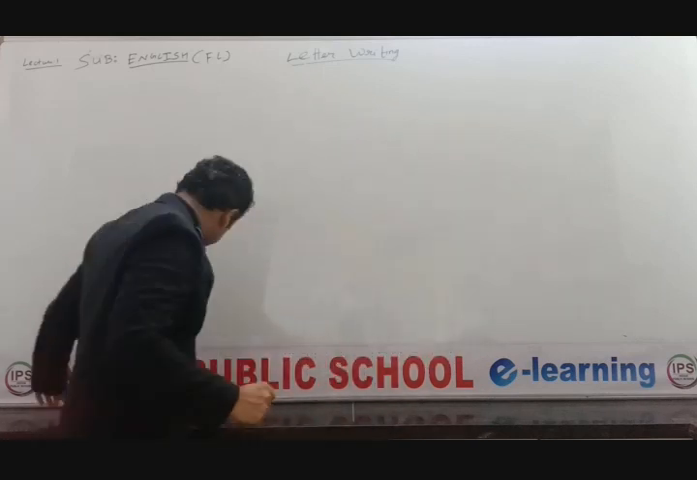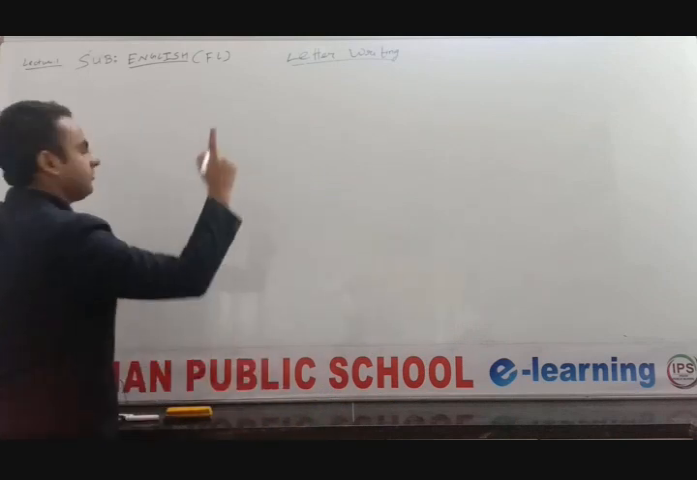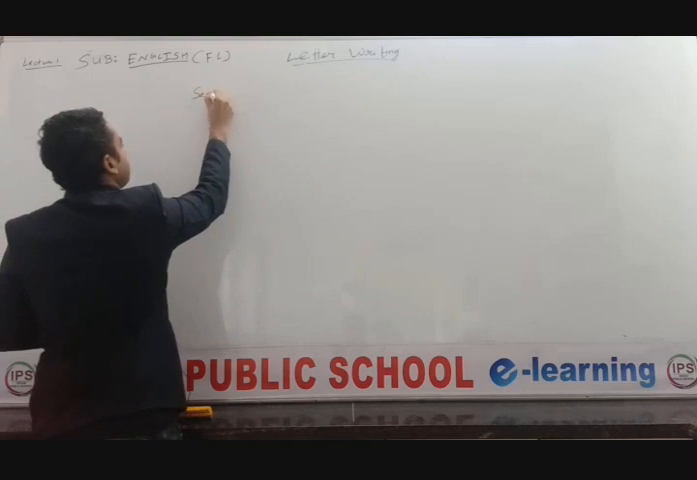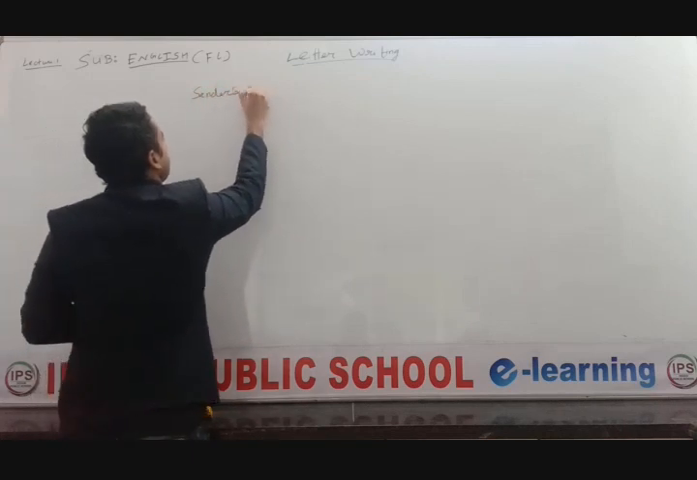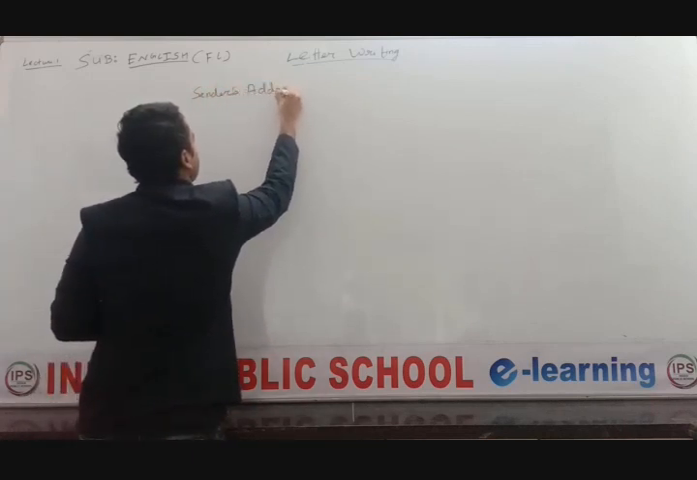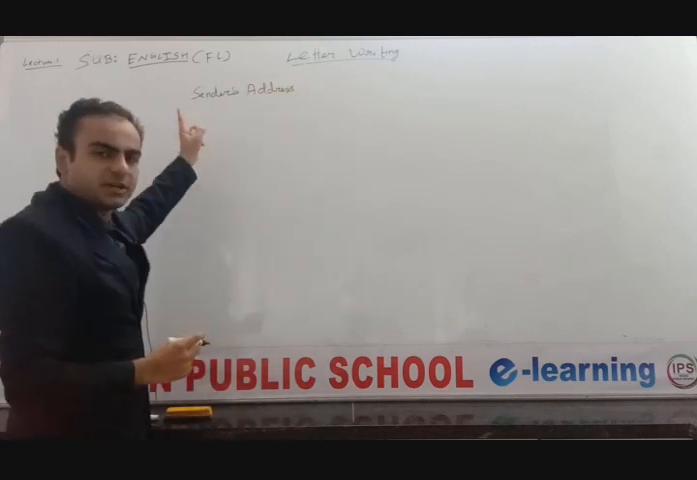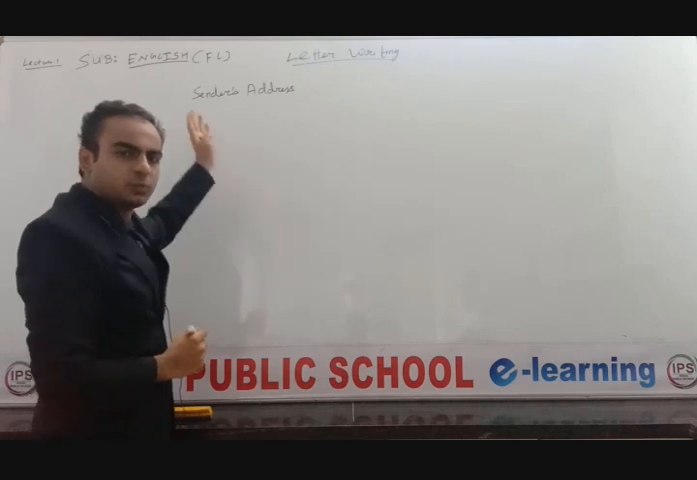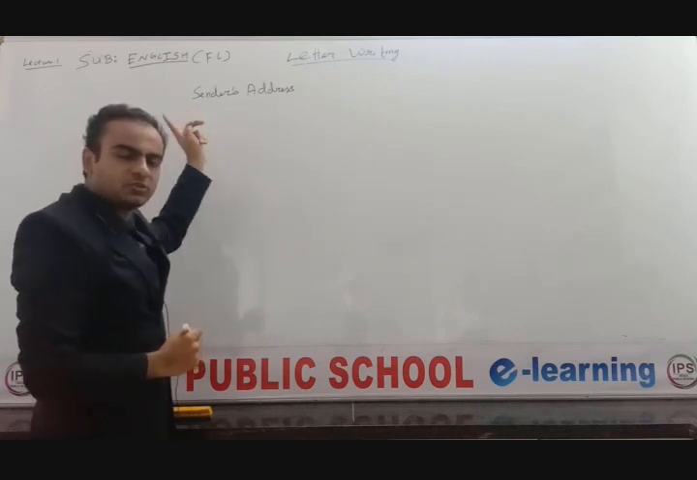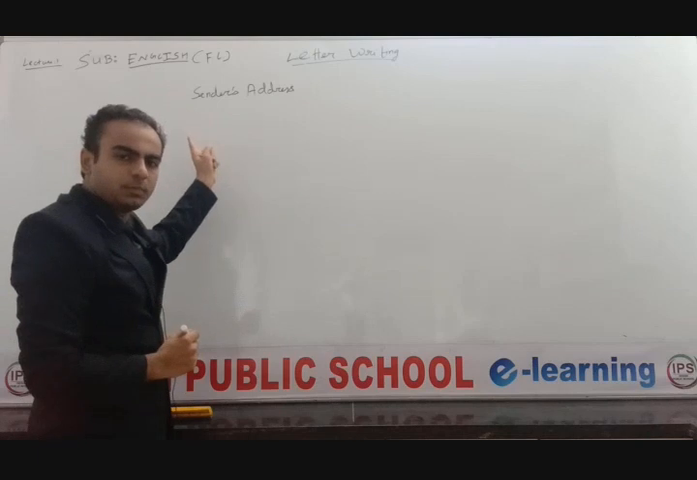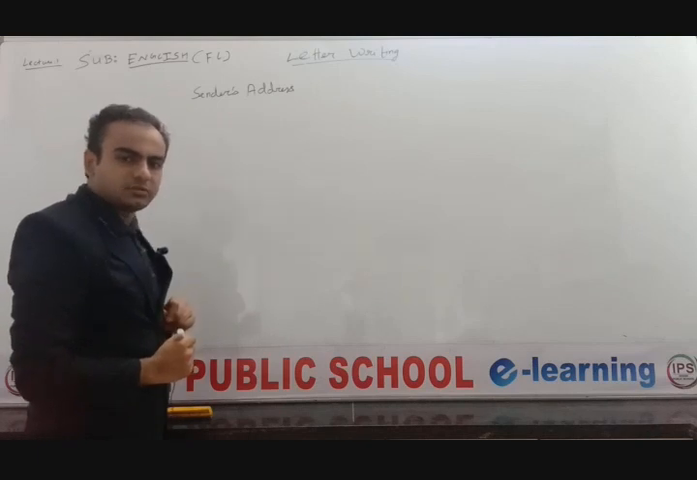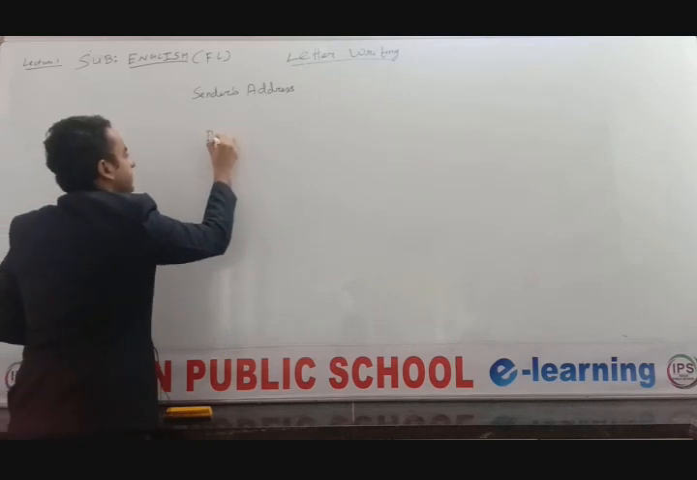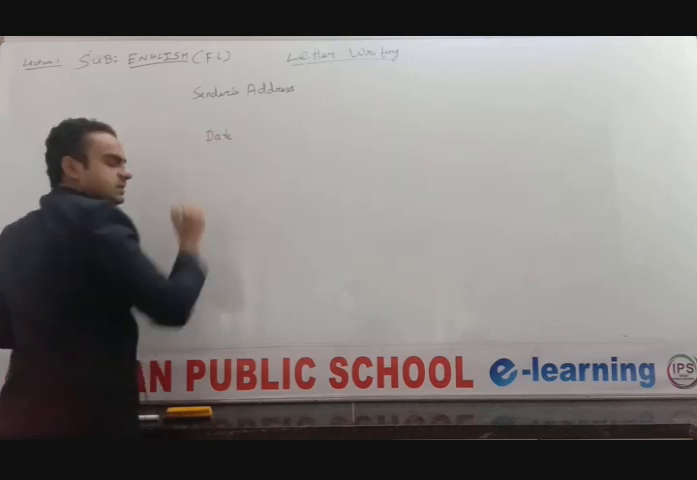So look here. First thing that you have to write is sender's address. The first thing that should be mentioned in letter writing is sender's address. It should be of 3 or 4 lines, not more than that. Second thing, leave 1 or 2 lines and write date.